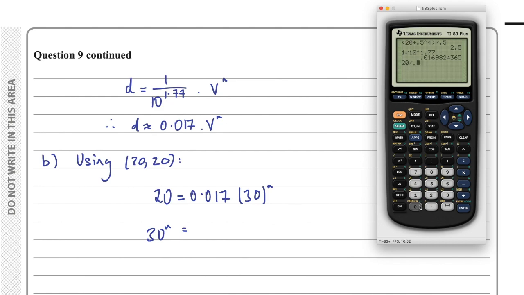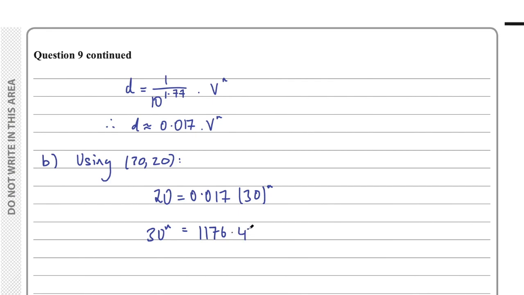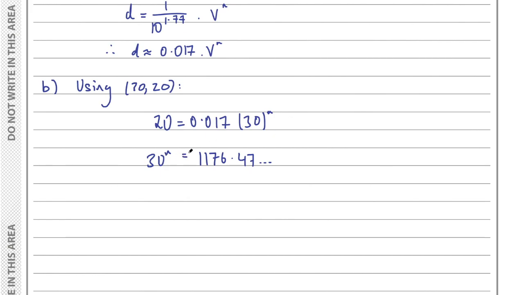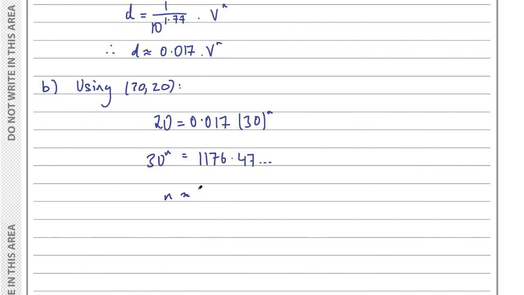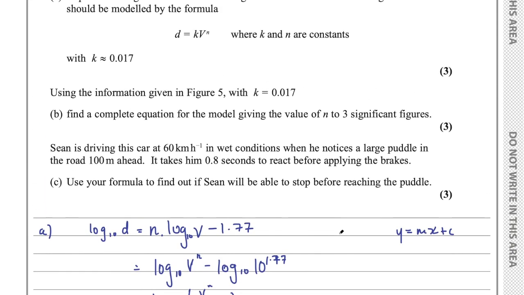20 divided by 0.017, I get approximately 1,176.47. And then to find n, I could take log base 30. On my calculator, I do not have a change of base, so I'm going to have to use the change of base formula. So this is going to be log base 10 of 1,176.47 divided by log base 10 of 30. And this should give me log base 30 of 1,176.47. So I get 2.078 approximately. So therefore n is approximately 2.08. And then I have my complete equation. d is equal to 0.017 multiplied by v to the power of 2.08. And that was n to 3 significant figures.